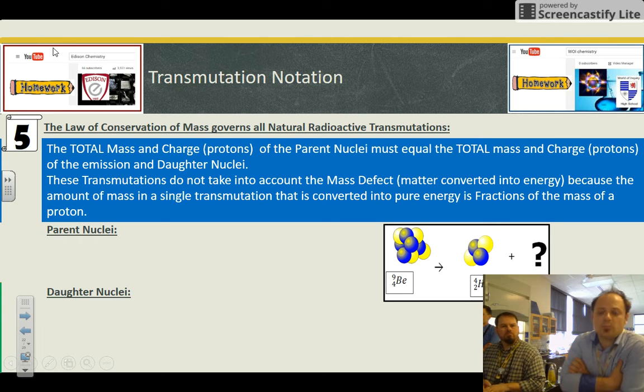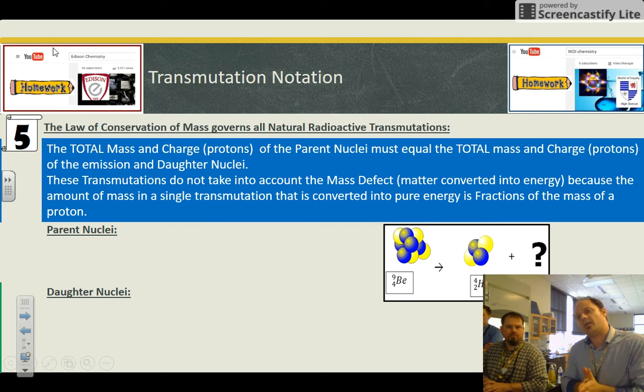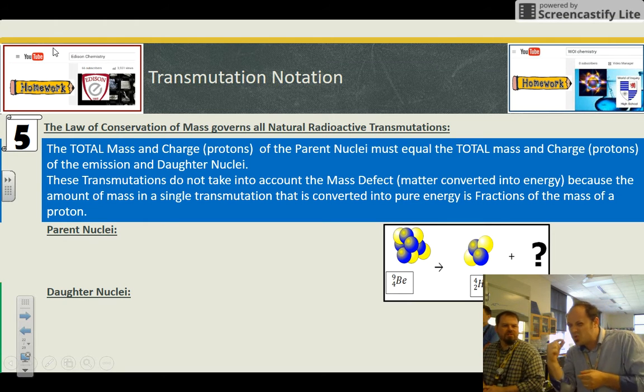Now, I mentioned mass defect in a previous video showing that matter can actually be converted into energy. We're not counting that matter that gets converted into energy here because it's literally fractions of the mass of a proton every time a transmutation occurs. That's just need-to-know stuff so you understand what's really going on.